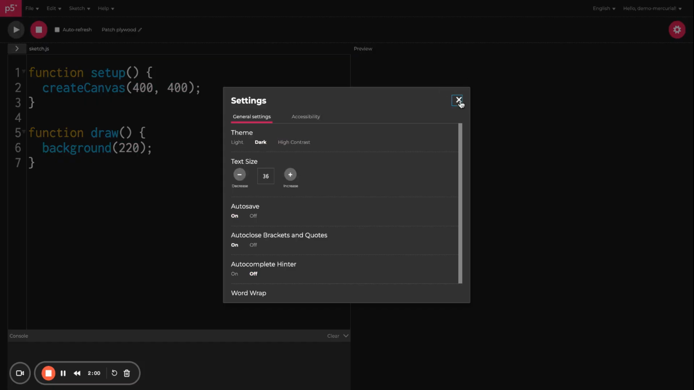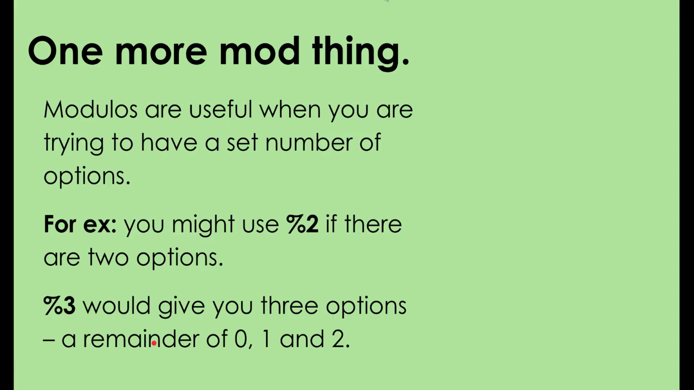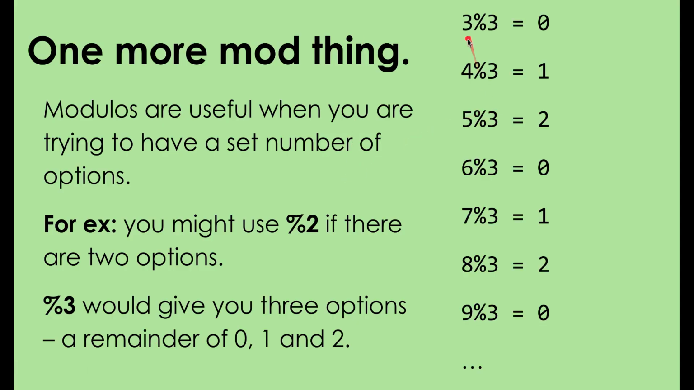That would be a situation when we might want to use a mod 3, because 3 mod 3 is 0, then we'd have a remainder of 1, a remainder of 2, and then the pattern just keeps going. So we would always have 0, 1, 2, 0, 1, 2, and so on. The pattern would just go on.